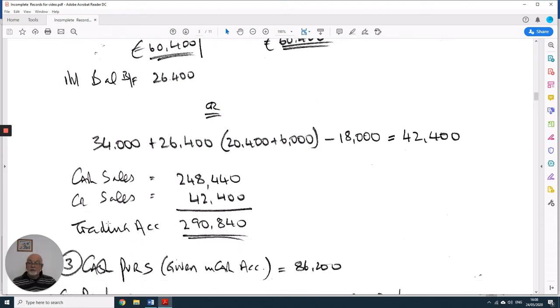And I've added those together there, cash sales and credit sales, giving us the total of the sales for the trading account of 290,840.